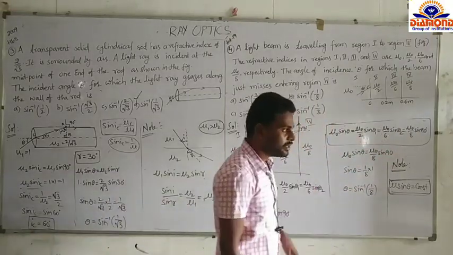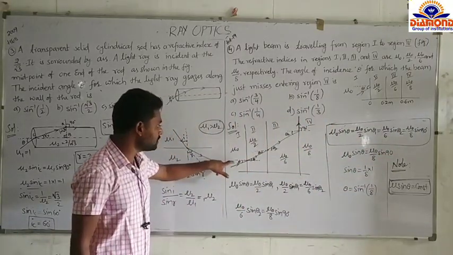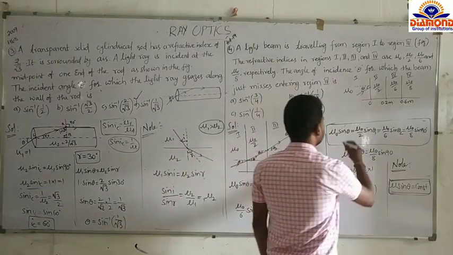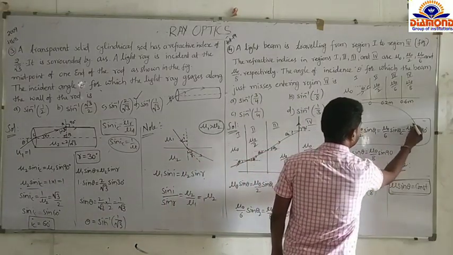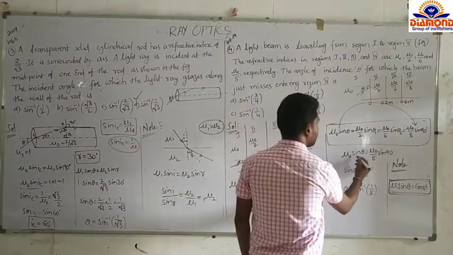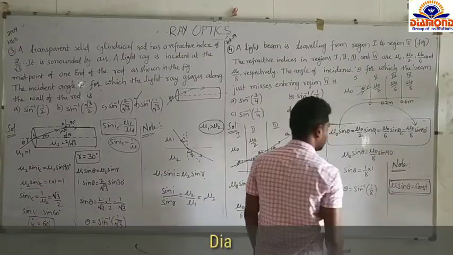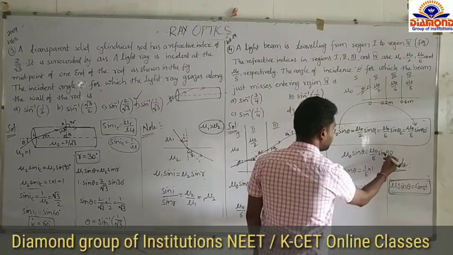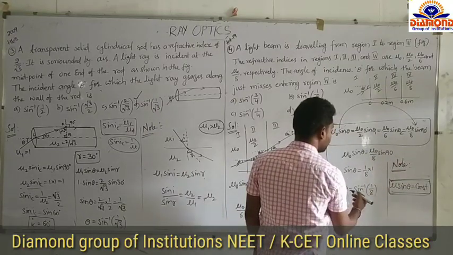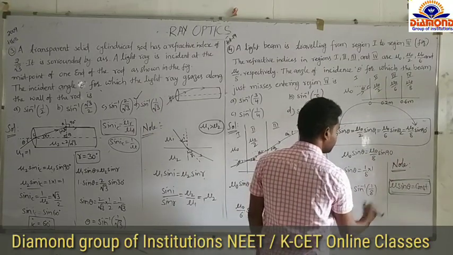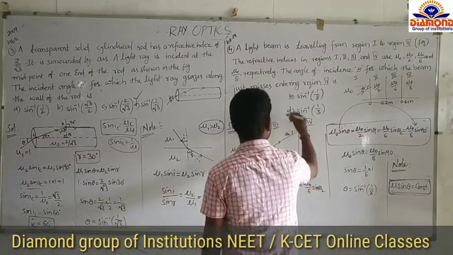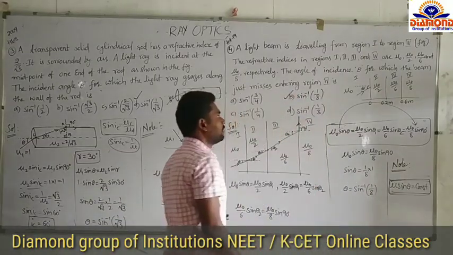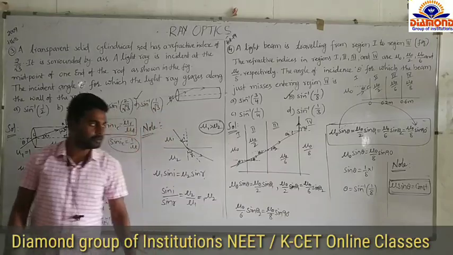Equate it. So from this, what we have to find is the angle of incidence. To find the angle of incidence, directly compare the first and the last terms. So mu naught sin theta equals mu naught by 8 sin 90. So mu naught will be cancelled. So sin theta equals 1 by 8 into sin 90, whose value is 1. So theta equals sin inverse of 1 by 8. So now the answer is sin inverse of 1 by 8. Like this you have to do the problem.